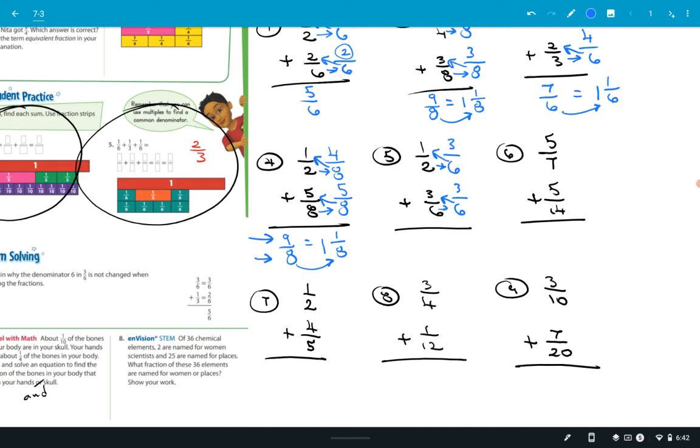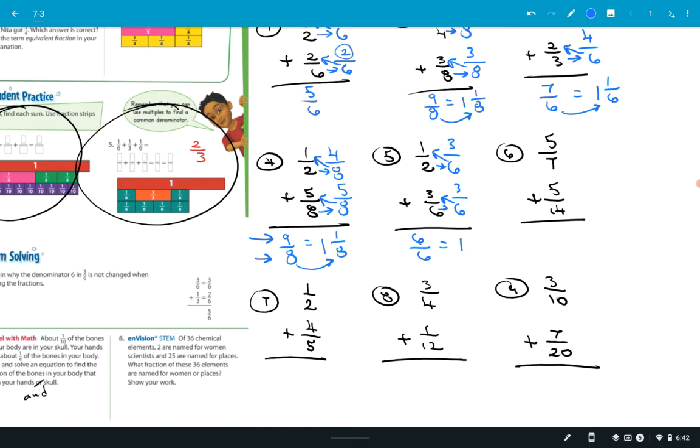Now we add up the numerators. That's the two numbers on the top. The denominator is going to stay the same. 3 plus 3 is 6. So we have 6 over 6. Well, what does 6 over 6 equal? 1. Any number over itself is 1.